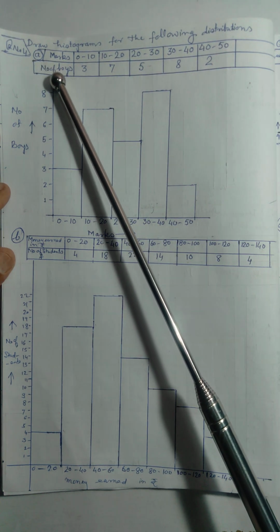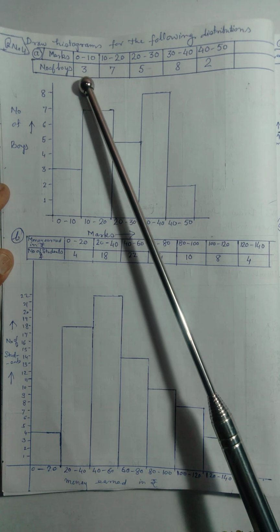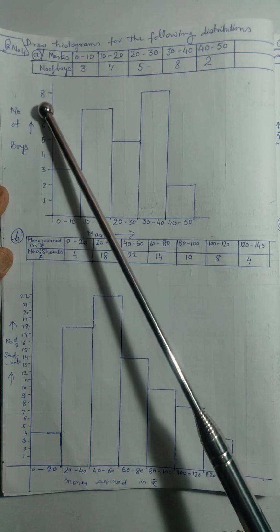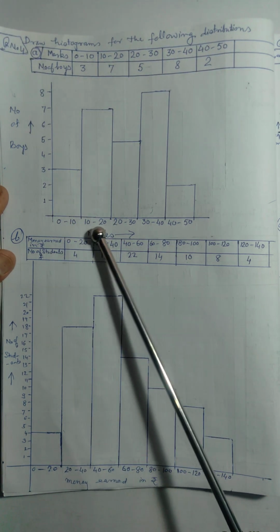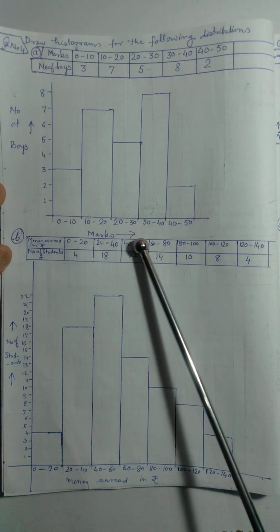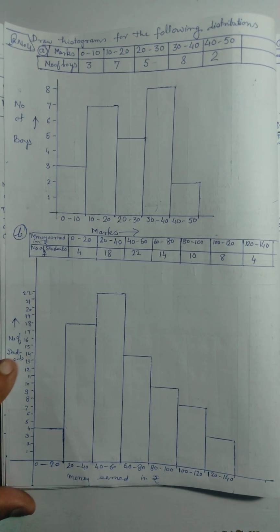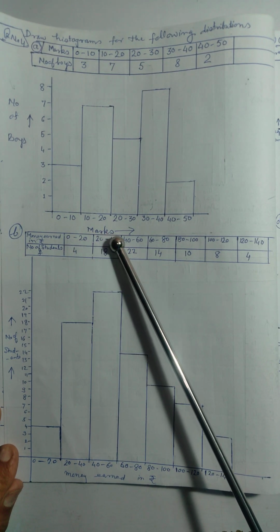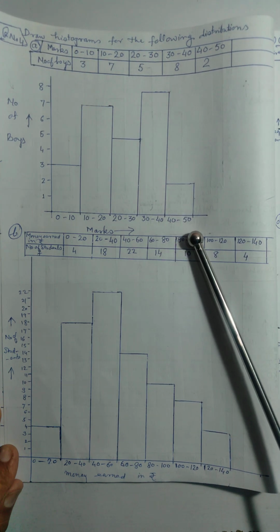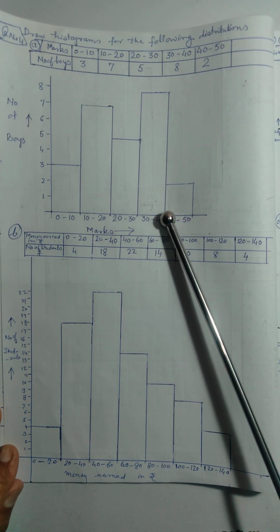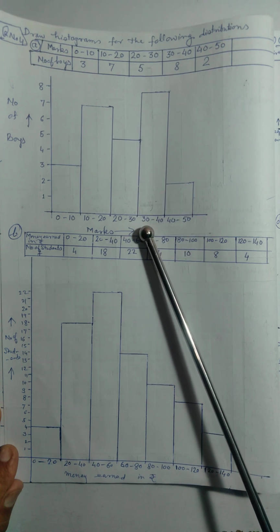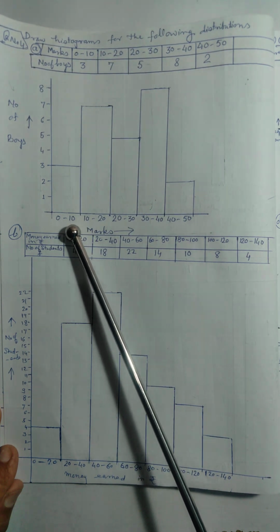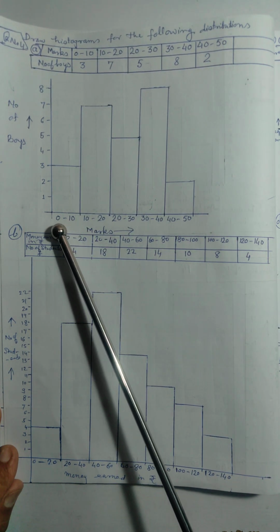You see A part, that is marks are given here. Number of boys are here. So the number of boys has been represented along the y-axis and the class distribution has been represented along the x-axis. So 0 to 10, 10 to 20, 20 to 30, 30 to 40, 40 to 50. So this height, you can say the length of the rectangle, will represent the number of boys, and the breadth will represent the class width, or you can say the class interval.